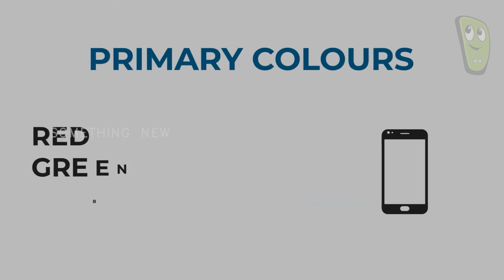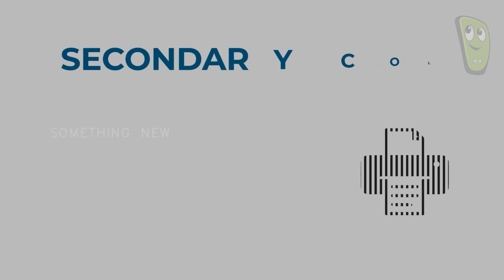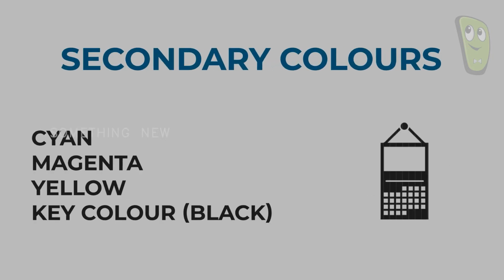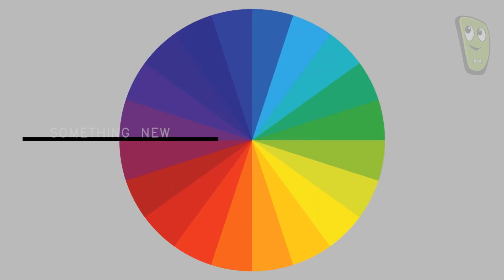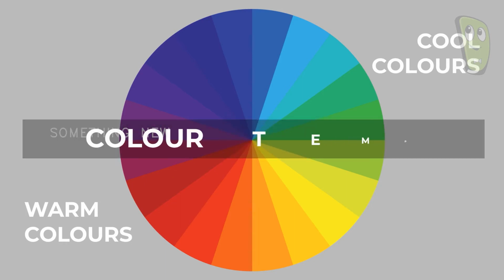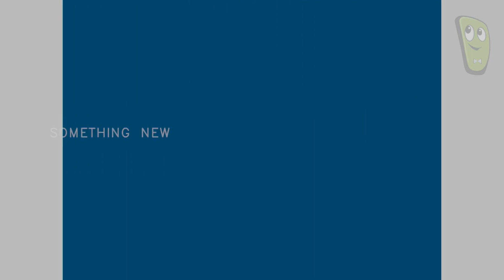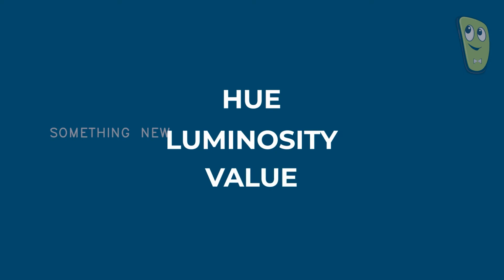RGB is a primary color used for display purposes, and CMYK is a secondary color used for printing purposes. We can divide the color wheel into warm colors and cool colors. It's called color temperature. In fine arts and graphic design, color is studied to understand its visual properties such as hue, luminosity, and value.